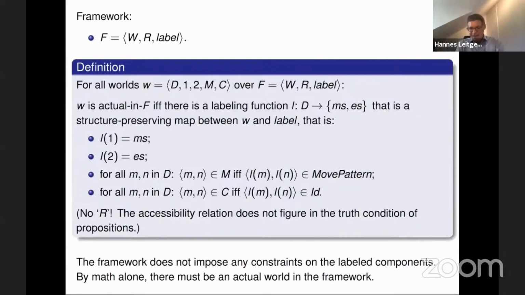So again, I want to say, by math alone and the way I define the framework, there must be an actual world in the framework. So the framework does not presuppose that evening star is identical to morning star. I run through the possibilities here.